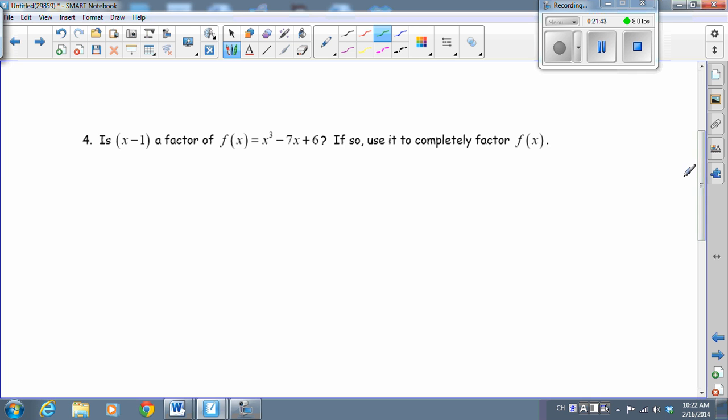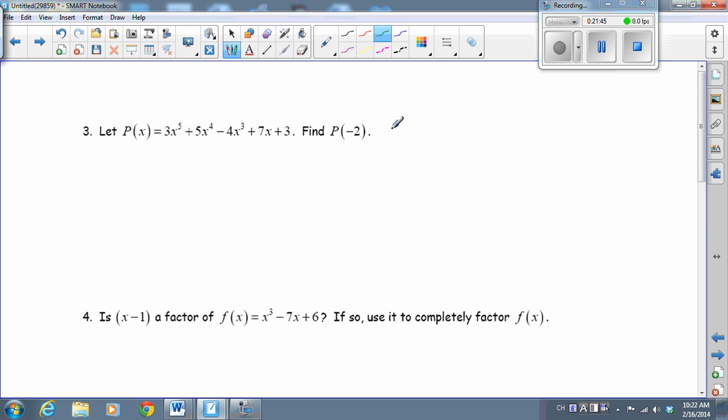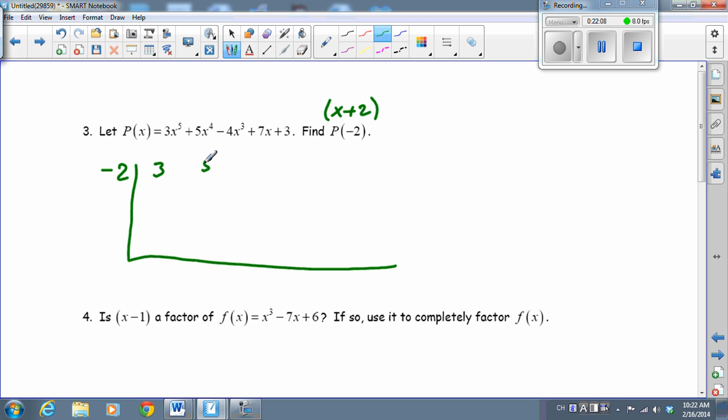I know it's pretty long. Let p of x equal all this and find p of -2. I'll go with the easy way, the synthetic. Because they say p of -2, I will put -2. If they say x plus 2, I will switch the sign to put it out there. So I put -2. And I make sure I go from the highest power to the lowest. I have 3, 5, -4. The x squared is missing, so I'll put a 0. Then I have 7 and 3. Same concept. Drop this one.